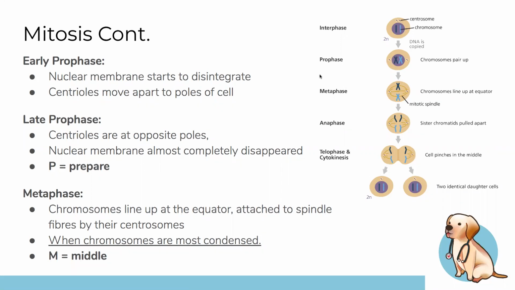Because the chromosomes have already been duplicated. Yeah, I think it might just be the nuclear envelope. The nuclear envelope isn't fully disappeared until late prophase, so everything is still kind of contained until then. So it doesn't disappear until late prophase.